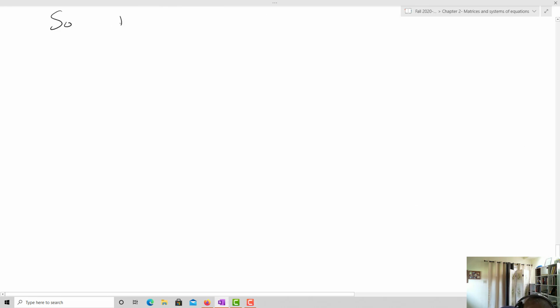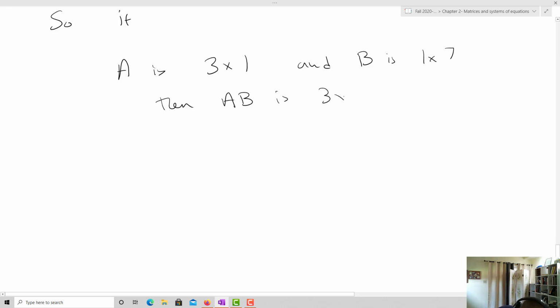So, say for example, we'll take some examples. A is 3 by 1, and B is 1 by 7, then AB is 3 by 7. Notice the 1 and 1, okay? The inside dimensions are the same, and the outside dimensions are going to give us the size of the matrix.